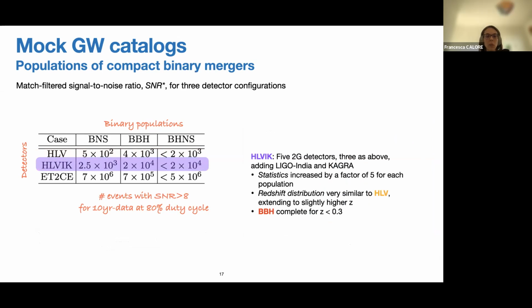The second configuration of detectors that we have considered is 5 2G detectors, so the 3 LIGO-Virgo detectors, adding LIGO-India and KAGRA, always at design sensitivity. From the point of view of the statistics, this is increased by a factor of around 5 with respect to HLV. The redshift distribution is very similar to the 3 detector configuration, but in general extends to slightly higher z. And what is most important is that for binary black holes, the sample is almost complete. So it means that all black hole binaries are detectable within a redshift of 0.3.